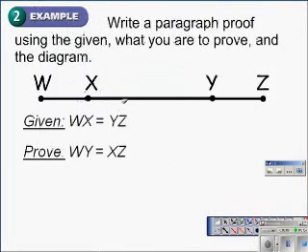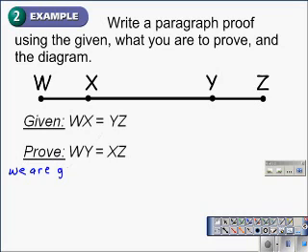Here we have to prove that two segments are eventually equal to each other. We need to prove that the measure of WY is equal to the measure of XZ. We're going to do that using the segment addition postulate and some properties of equality. The first thing we want to state is that we are given that the measure of segment WX is equal to the measure of segment YZ.